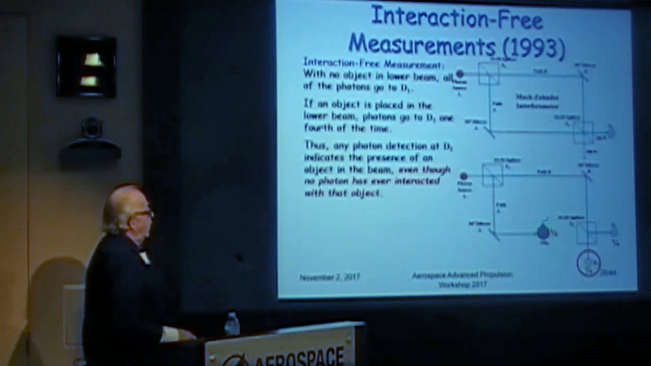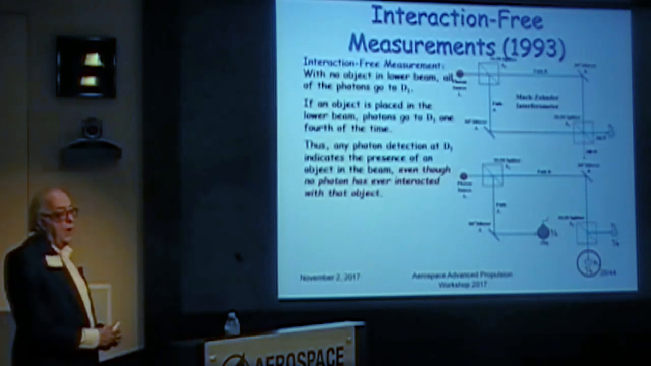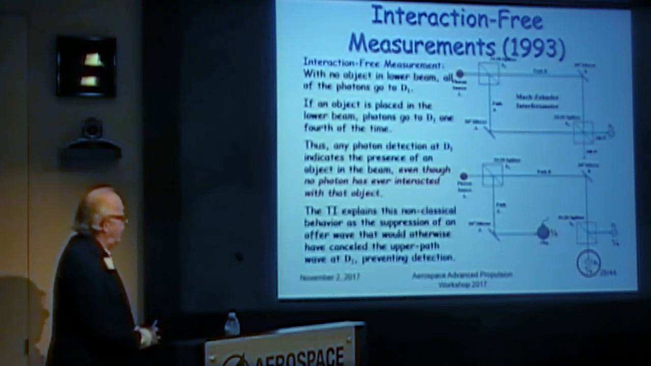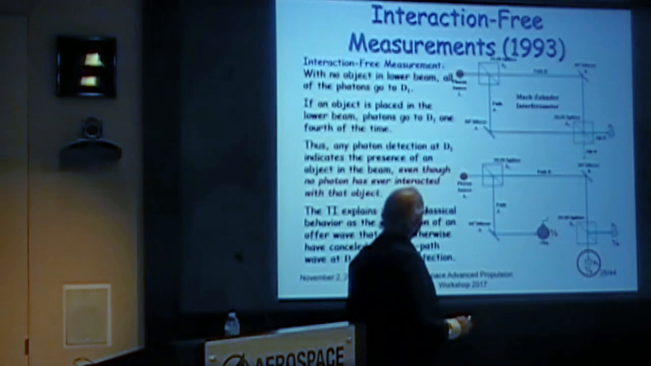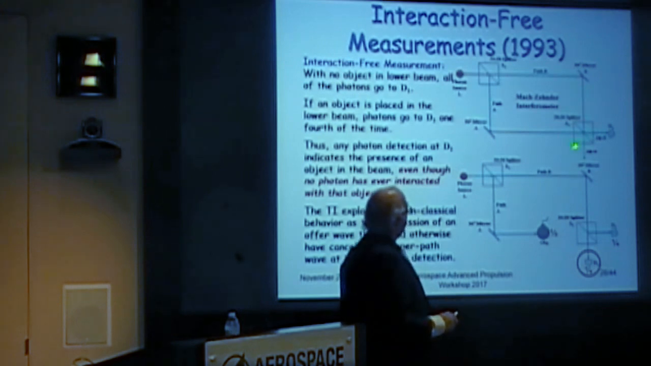But anyway, the main point is you can detect the presence of an object without ever having a photon interact with it. The transactional interpretation easily explains this, because the reason there were no detections here is that the retarded waves coming this way and the offer waves coming this way were canceling, and therefore preventing anything from happening.